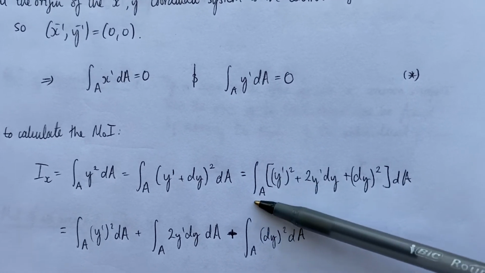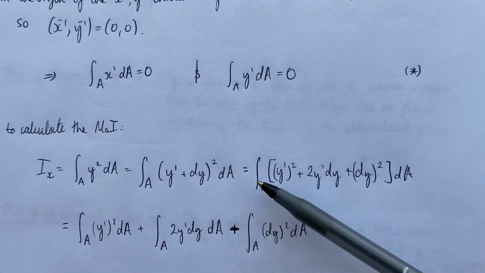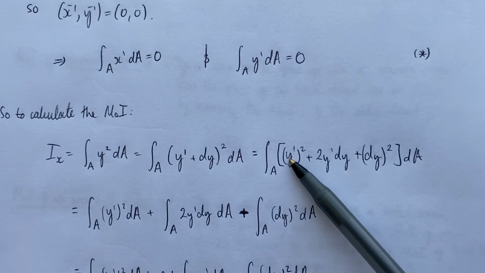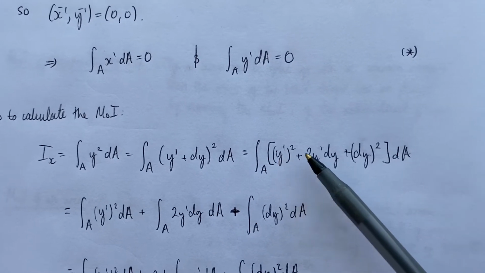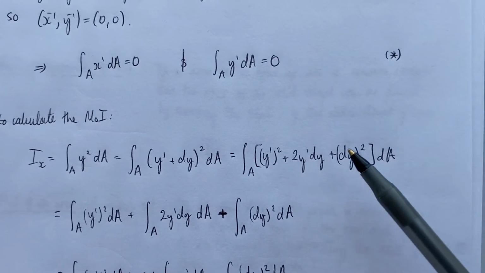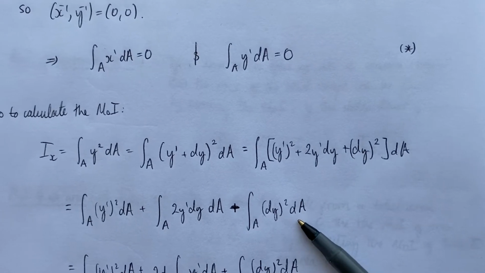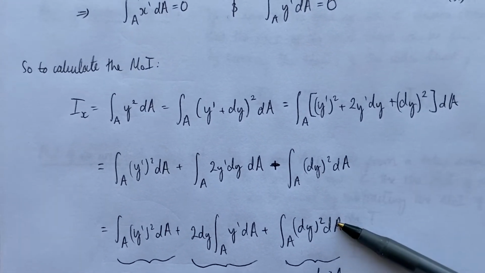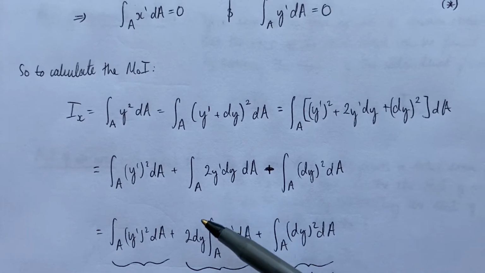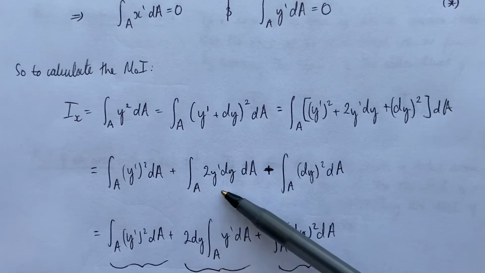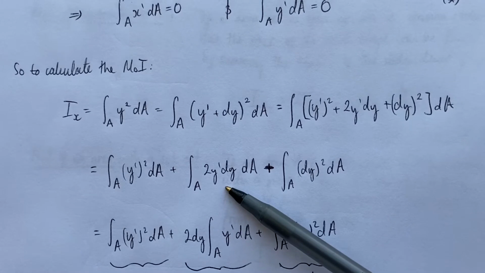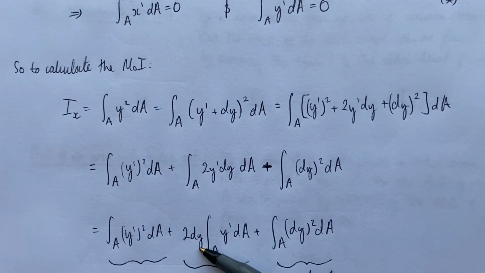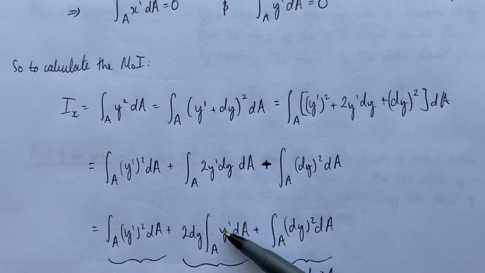And then I've used the laws of integration just to split this up into 3 separate integrals, right? So I just have the integral of this with respect to a, plus the integral of this with respect to a, plus the integral of this with respect to a. And then to get from here to here, all I've done is just taken the constants out of the middle integral, right? So 2 dy, which is the shift in the y, out of the integral equation to get this.